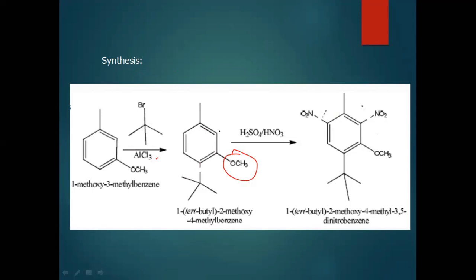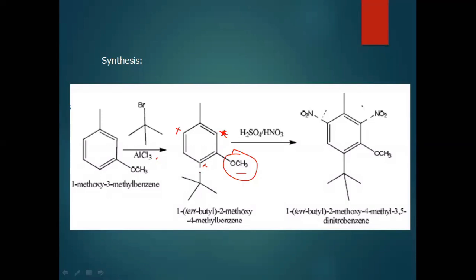And you may ask why it won't attack over this other ortho site, why specifically at this particular site. Is there any reason? Both are ortho with respect to this, and this will be the para site with respect to this. Why does this electrophile preferably attack at the ortho of this particular site, not the ortho over here? Any reason? Steric hindrance. Yes, steric hindrance.